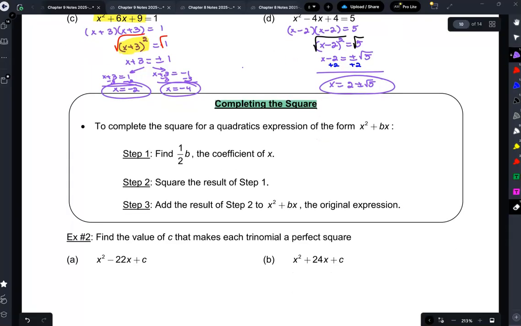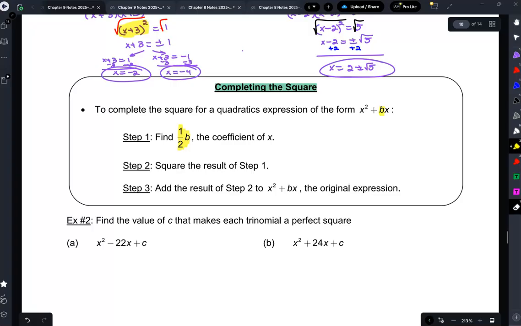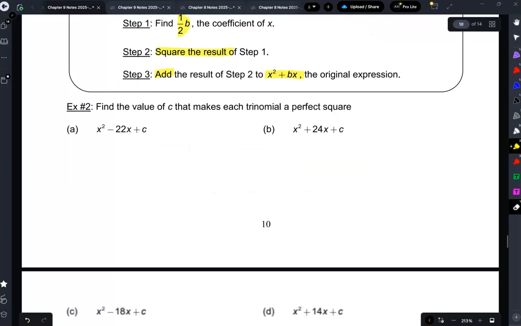Remember how there is A, B, and C? This centers around the B. So here's what you do. You take the B and you find half of the B. Then you square that result. Then you add it to the original. Okay, let's just see what I mean.